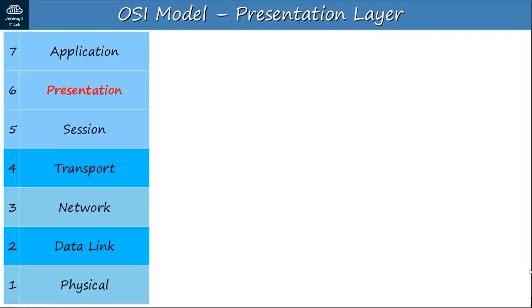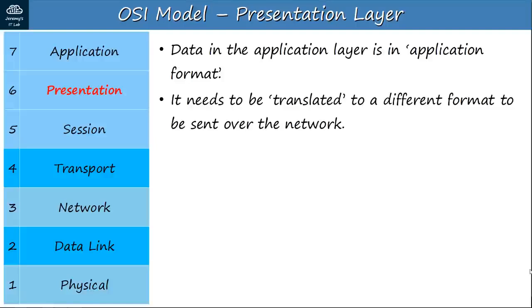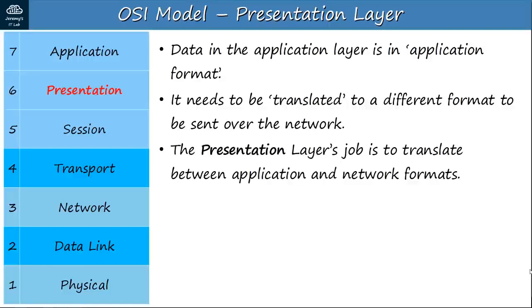Layer 6 of the OSI model is the presentation layer. Data in the application is in an application format, a format that applications understand. It needs to be translated to a different format to be sent over the network. The presentation layer's job is to translate between application and network formats.